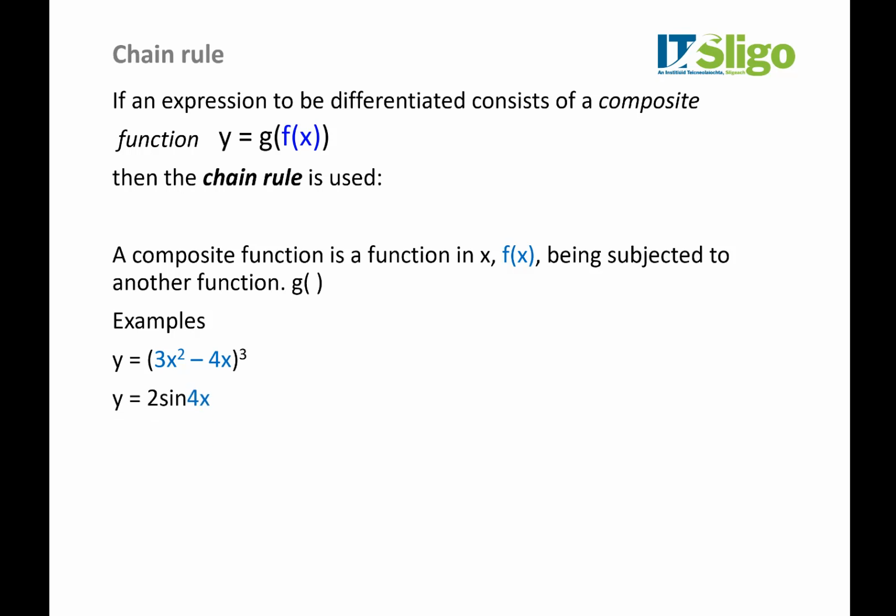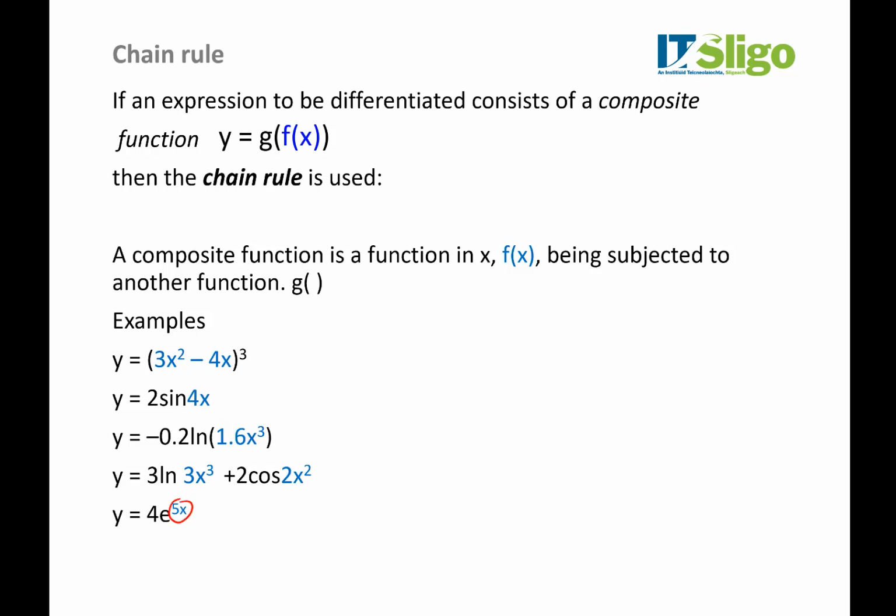Here's another one. Sine 4x is the function in x, and it's been acted on by the function sine. Minus 2 natural log of 1.6x cubed: there's the function in x, and it's been acted on by g, which in this case is the natural log. Here we have two composite functions. There's our function in x, there's the g bit, and there's what's acting on it. So the function in x is easy to spot. It's the bit with x in it.